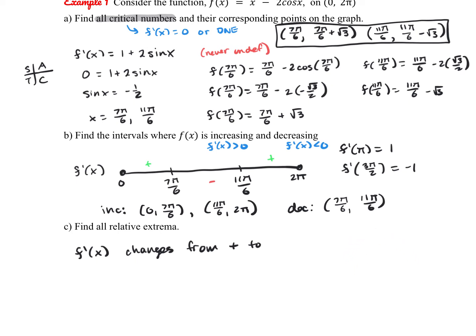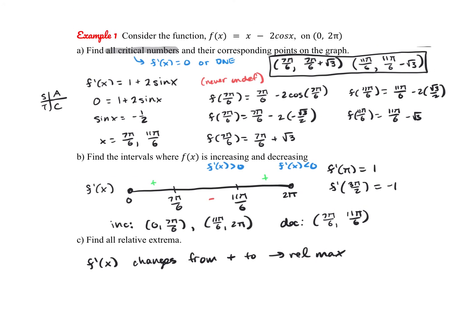That means we have a relative maximum. So we can look at our sign analysis. I see that it's changing from positive to negative at 7 pi over 6. So we already have that full coordinate from above. So it's 7 pi over 6 and then 7 pi over 6 plus root 3. So that's our relative max.